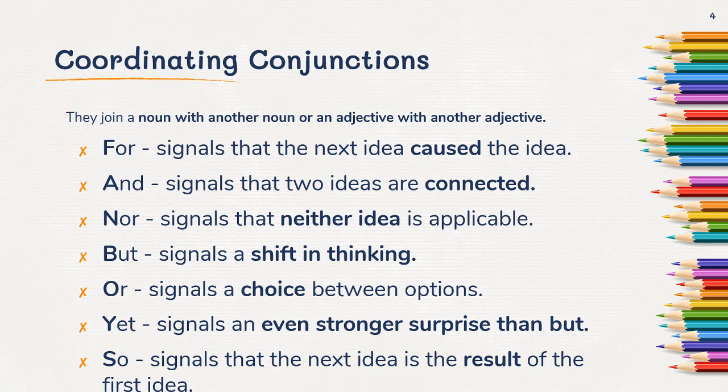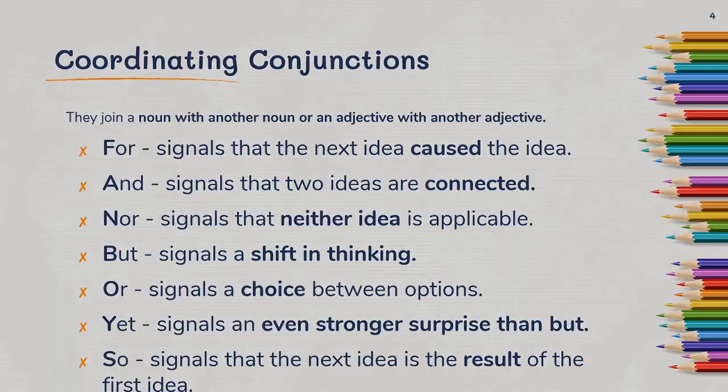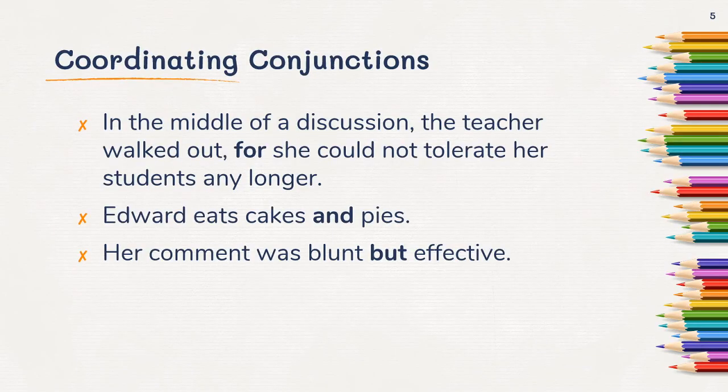So next one we have and. Edward eats cakes and pies. So we have two ideas that are connected by and. And our last one is, her comment was blunt but effective. So but signals a shift in thinking. Her comment was blunt is the first idea, but then he shifts his thinking and says, but it was effective.